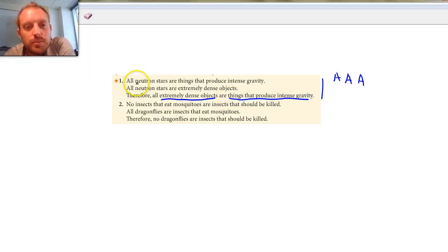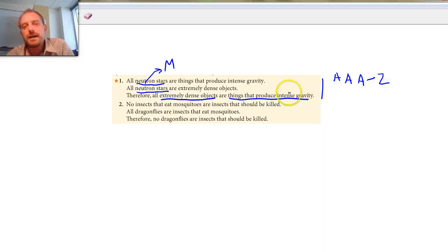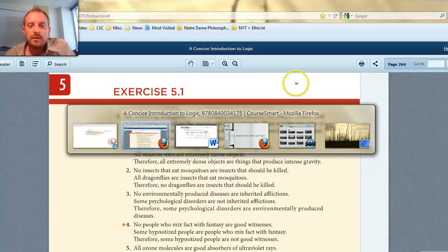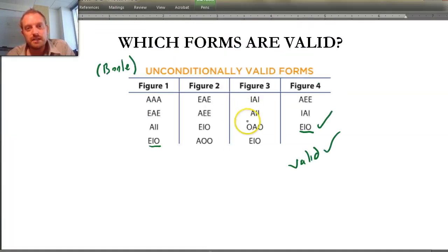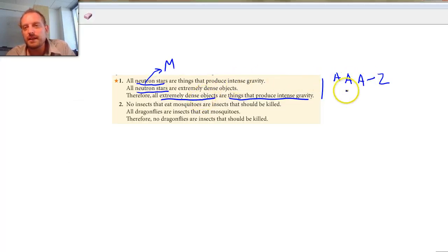So you can see if we go up here, neutron stars must be the middle term. So let's just put that as our M. Now that means, remember here, 1, 2, 3, 4, this is a 2. So this is an AAA-2. Okay, now, is AAA-2 valid? Well, let's take a look here at our list. Figure 2, AAA-2. Nope, AAA-2 is not one of the valid forms. So you can go back here and say, invalid.